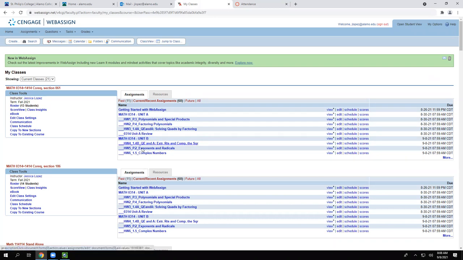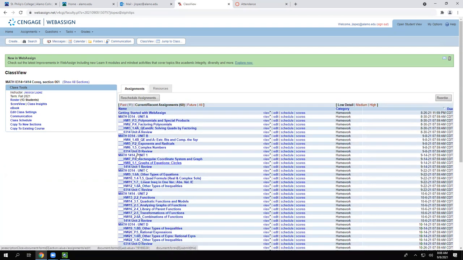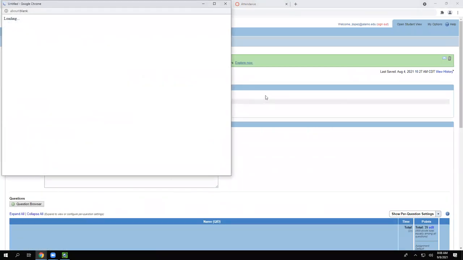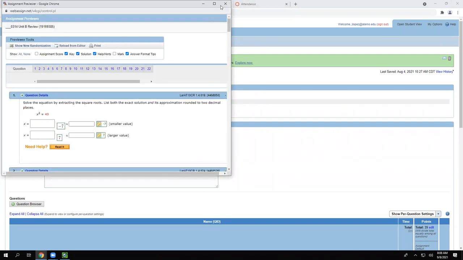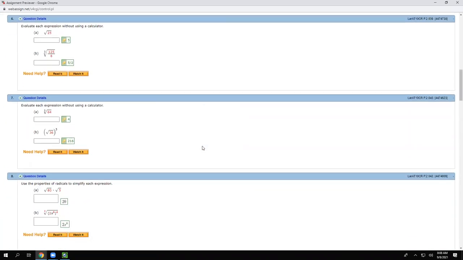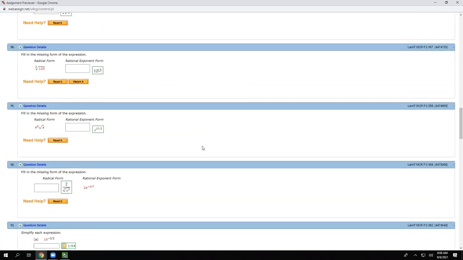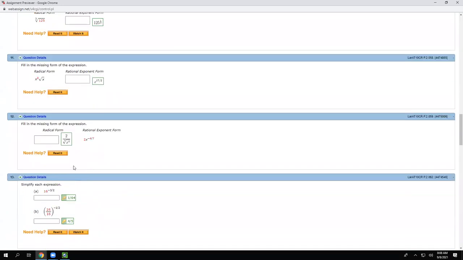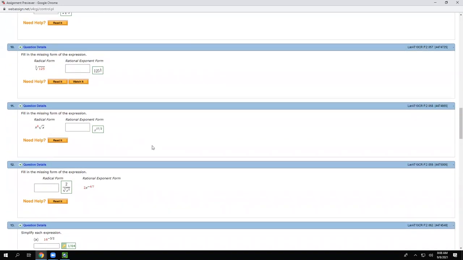So I'm going to go to the Unit B review. And someone asked about how to convert from radical form to exponent form, or even vice versa, right? I think there were a few problems in here that had us switch those forms. There it is, these two here, and then this one here. So 10, 11, and 12.